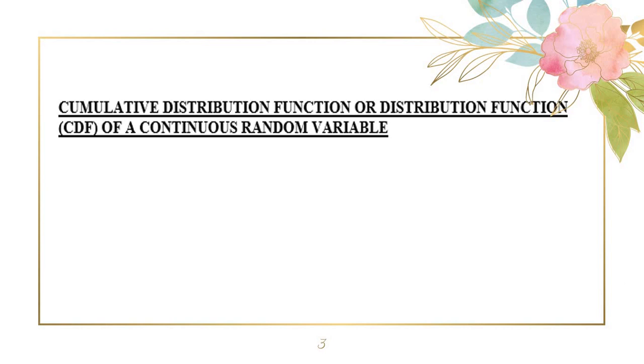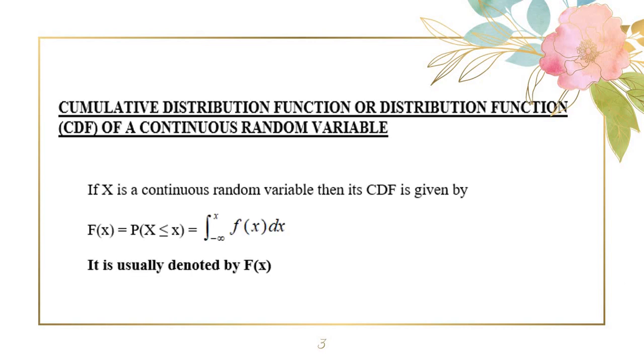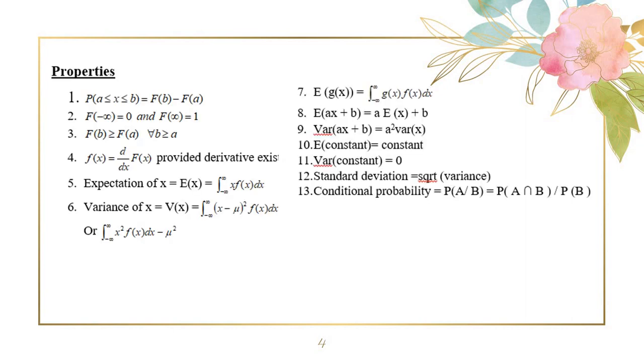The cumulative distribution function of a continuous random variable is given by the function capital F of x, which is equal to integral minus infinity to x f of x dx, that is the area under the curve f of x from minus infinity up to x will be the function capital F of x. These are some properties you can go through by pausing the video.